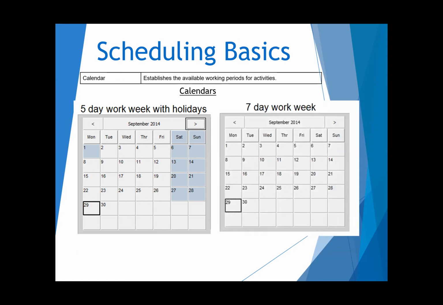The next calendar that you see is a 7-day work week where there's no stopping. We work every day of the week. So that's what those calendars represent, and that's how we calculate time for these projects.